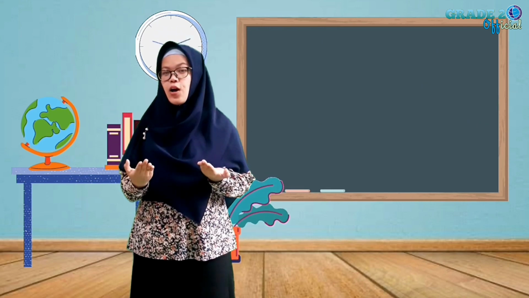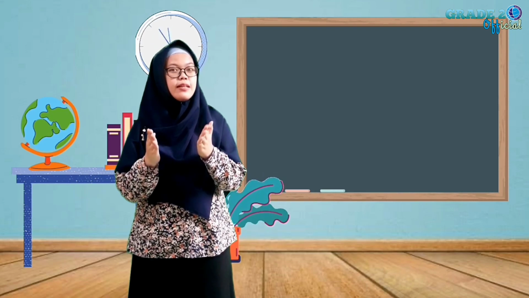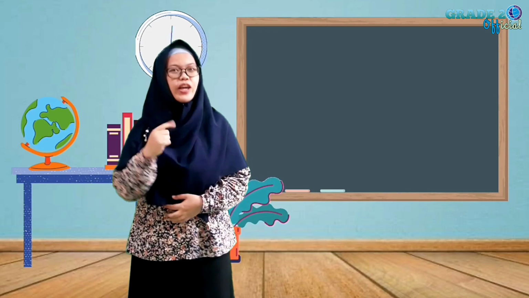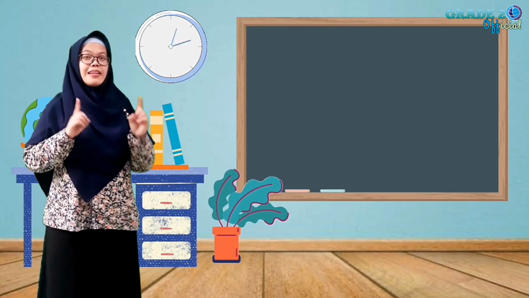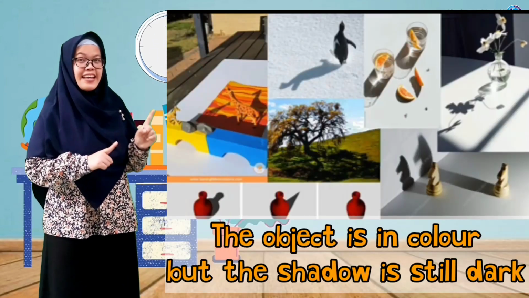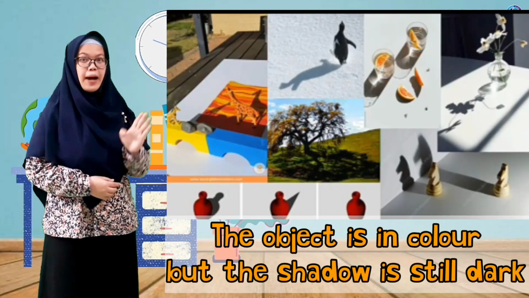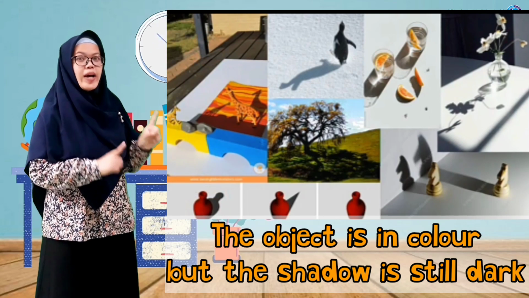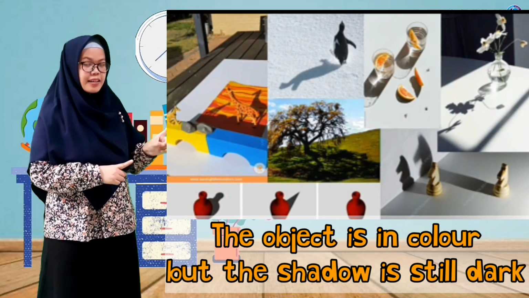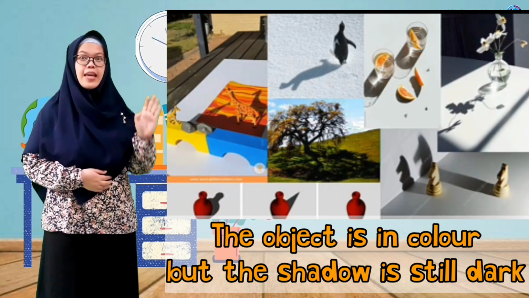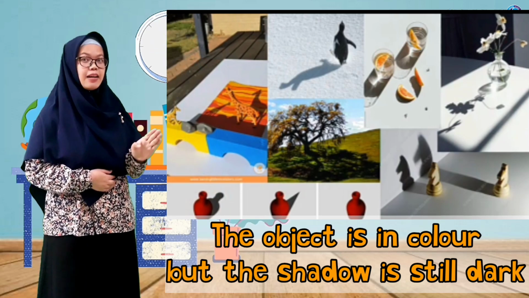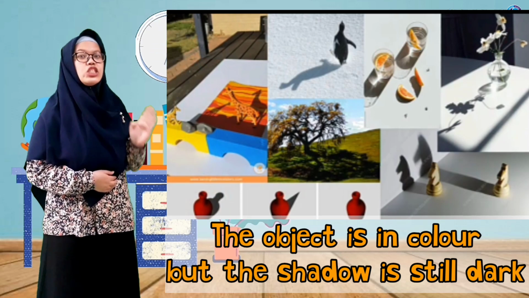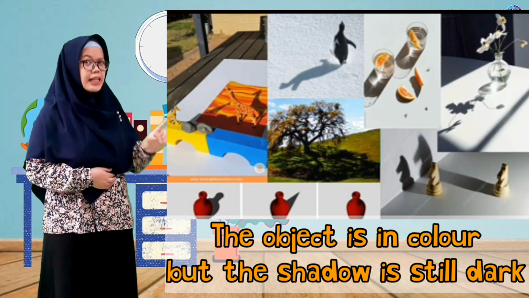So, Miss Shifa will give you some examples that you can see. The object is in color, but the shadow is still dark.